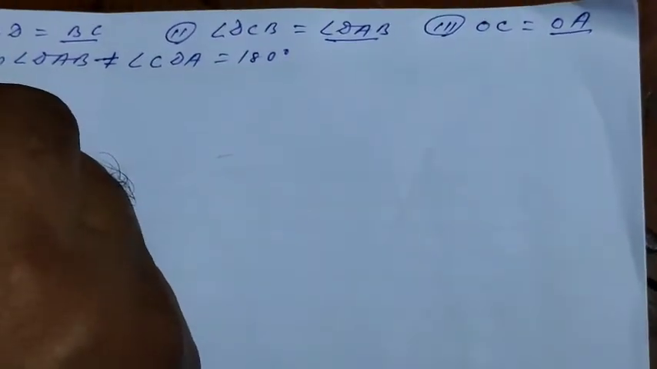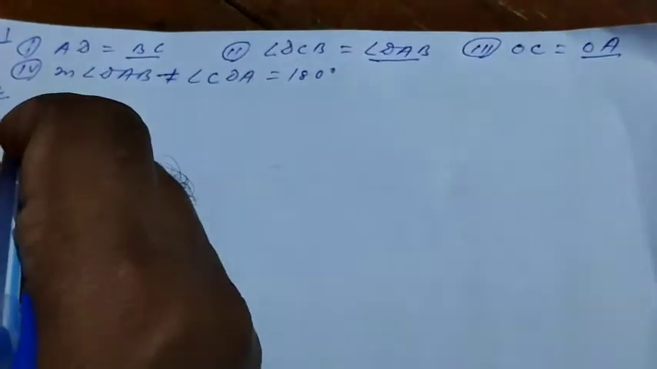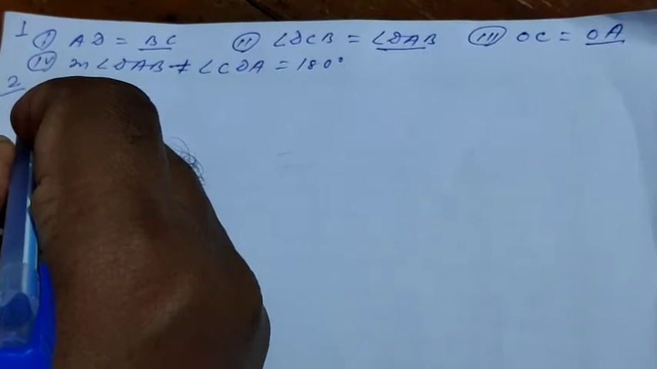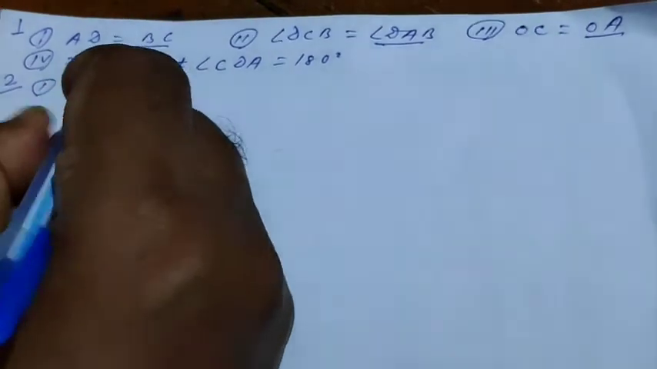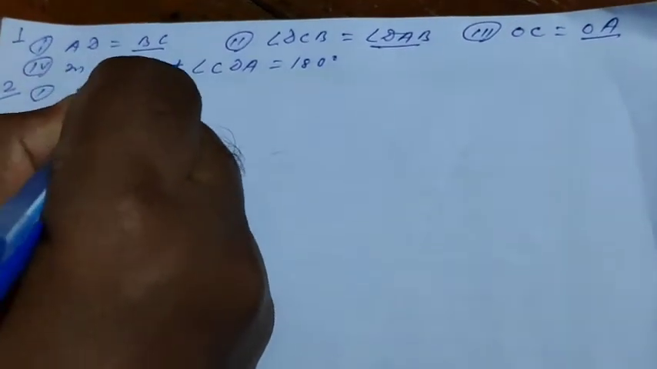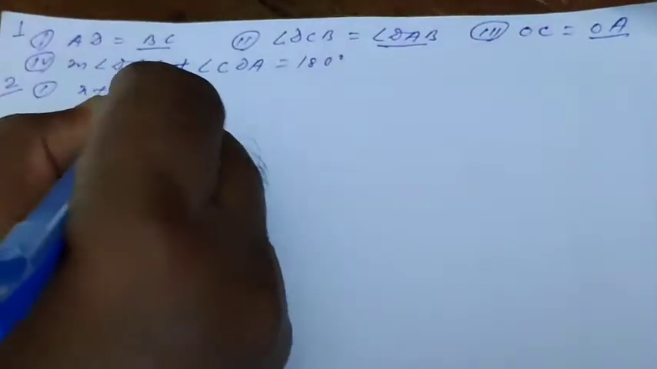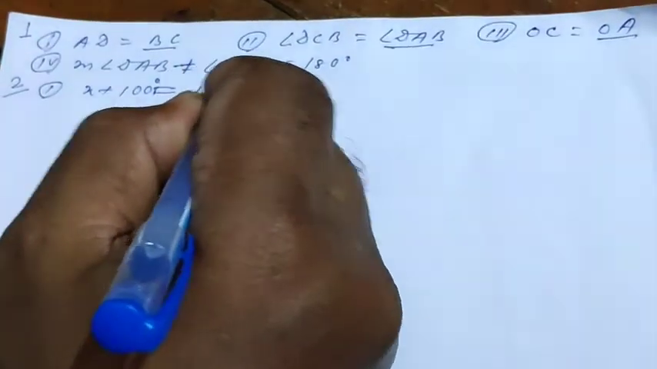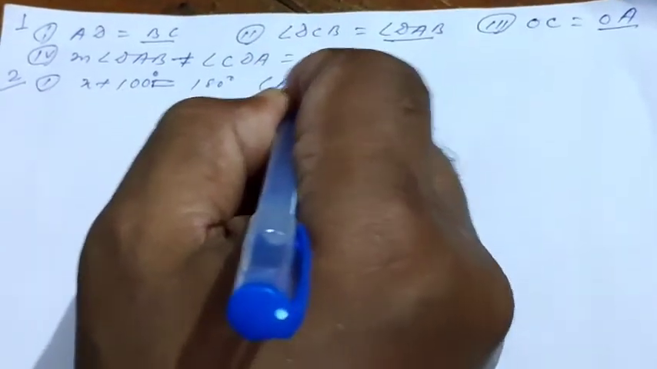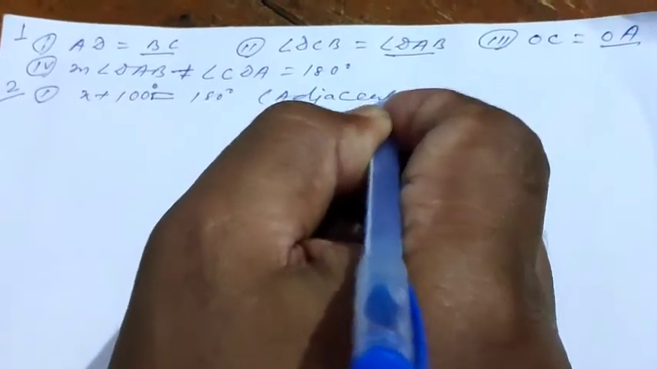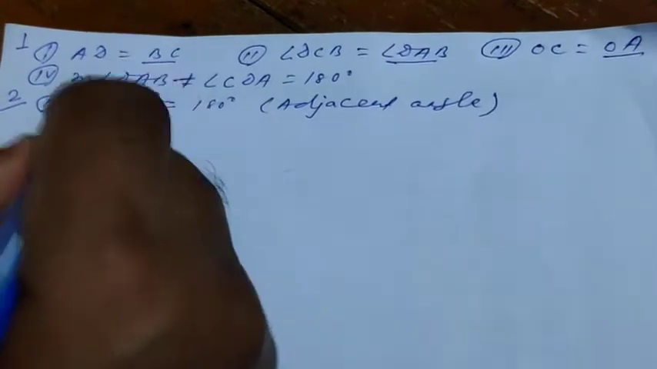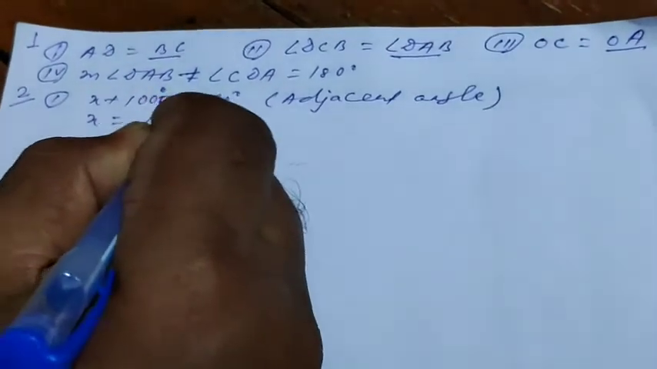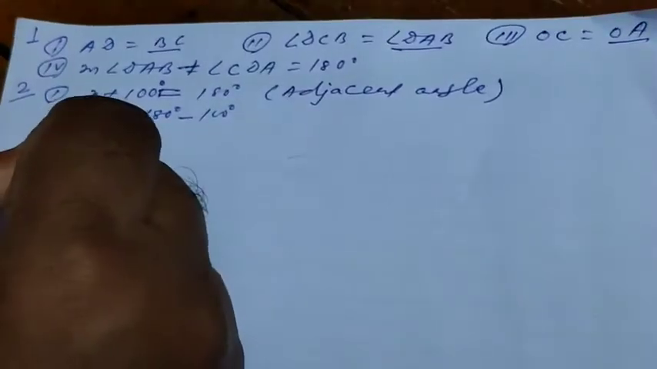Now question number 2. In question number 2, you have to find the value of x, y, z. In question number 2.1, x plus 100 degree equal to 180 degree, since both the angles are adjacent angles. And we know that sum of adjacent angles is equal to 180 degree, and therefore x is equal to 180 degree minus 100 degree, and this is equal to 80 degree.